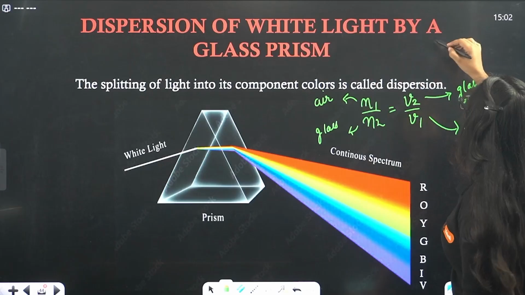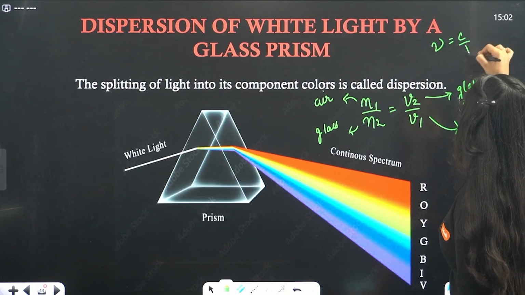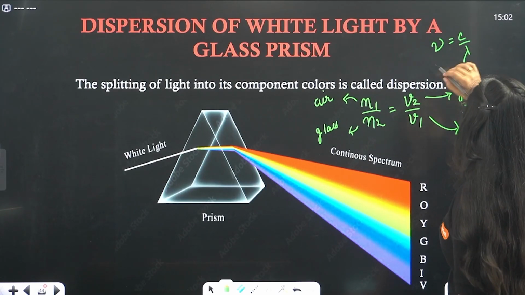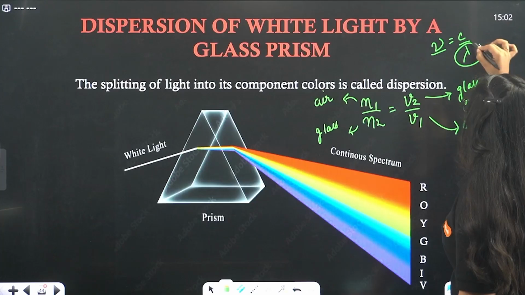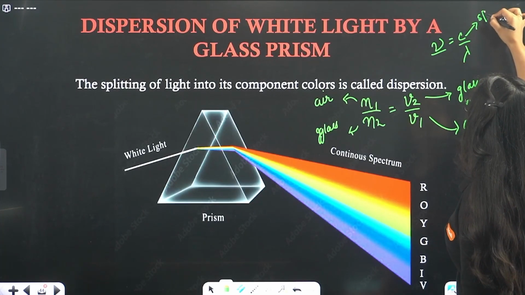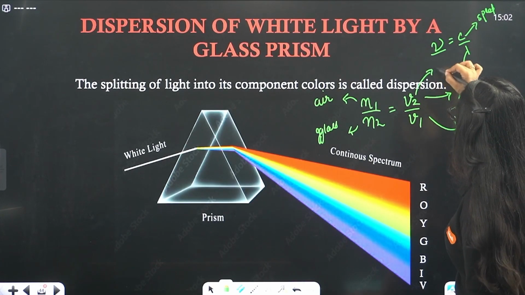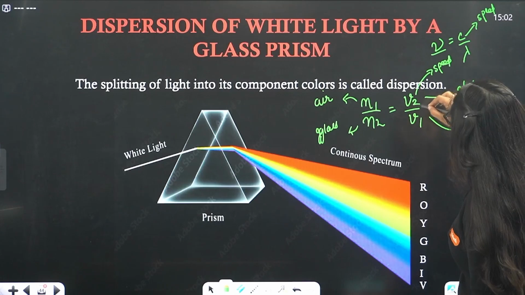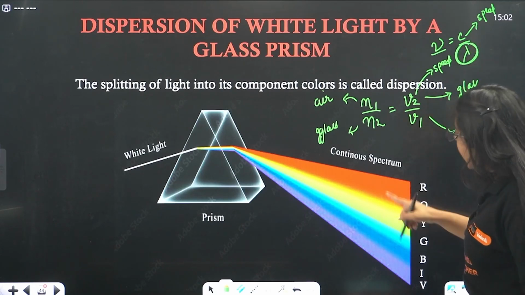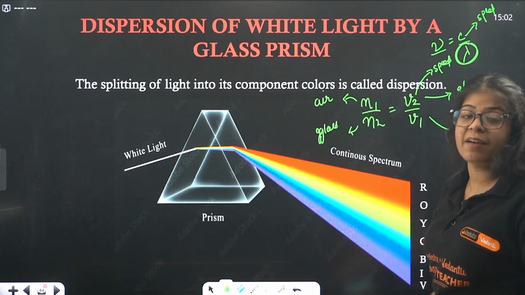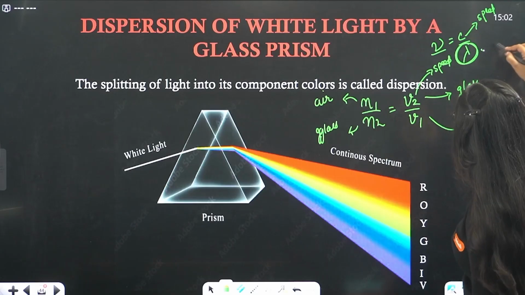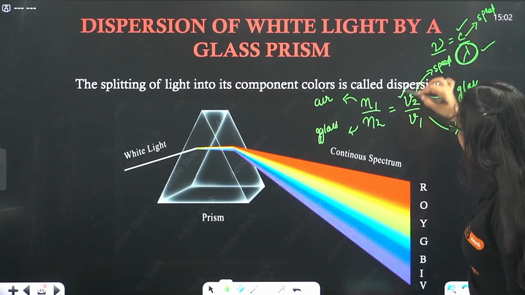See, the formula is nu equals C by lambda. Yes, so this is frequency, this is wavelength, and this is the speed. V is also speed, right? So this speed is related to this wavelength, and every one of these colors has a different wavelength. So if we have different wavelength, we will have different speed.